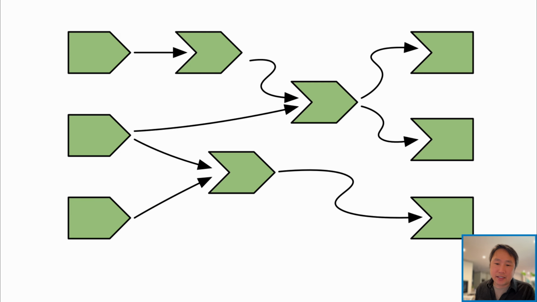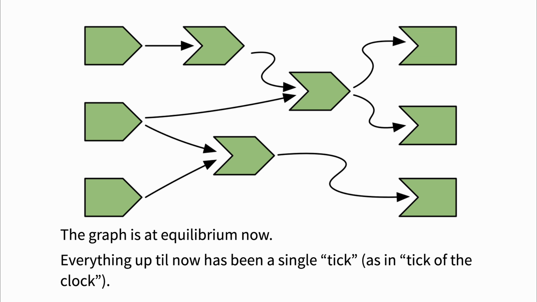Everything has finished executing, and this is what we call being at equilibrium. So Shiny is done doing all the reactive things it knows to do right now, and is just waiting for you to do something at this point. And everything from the first diagram to this one is called a single tick, a reactive tick. Tick meaning like a tick of the clock.